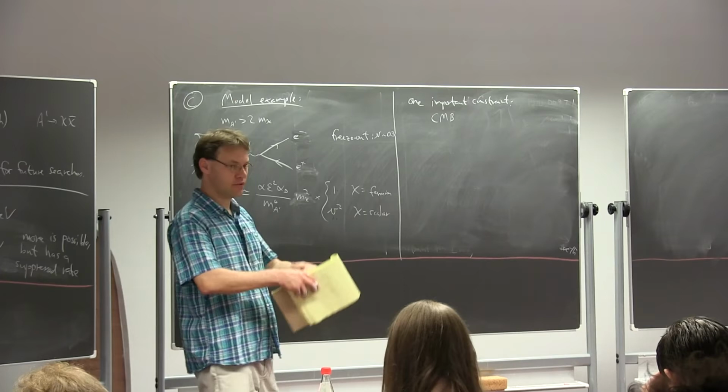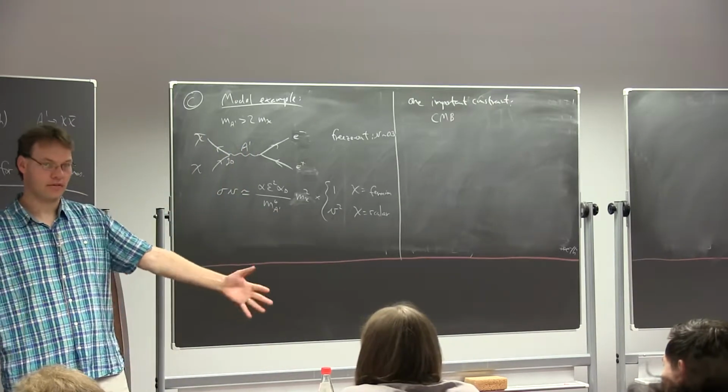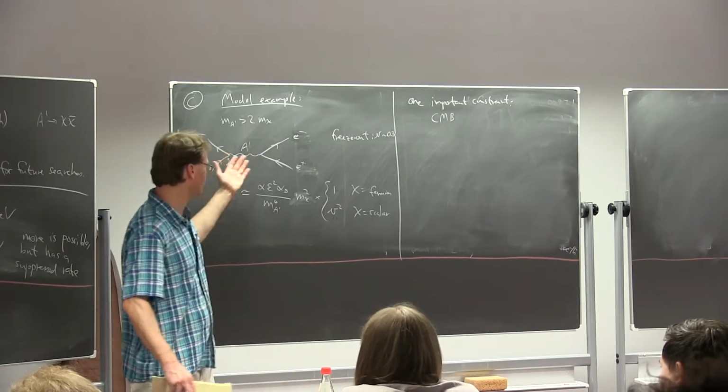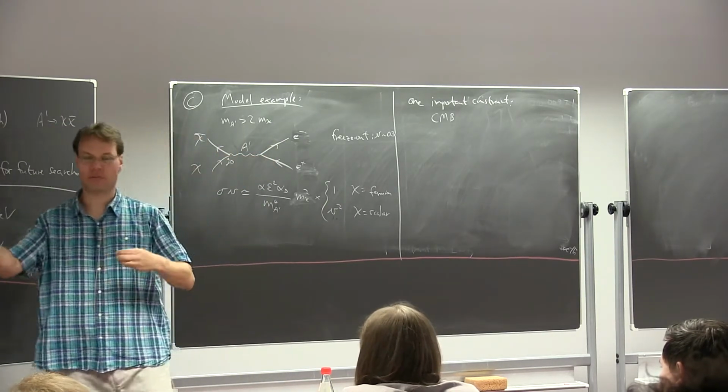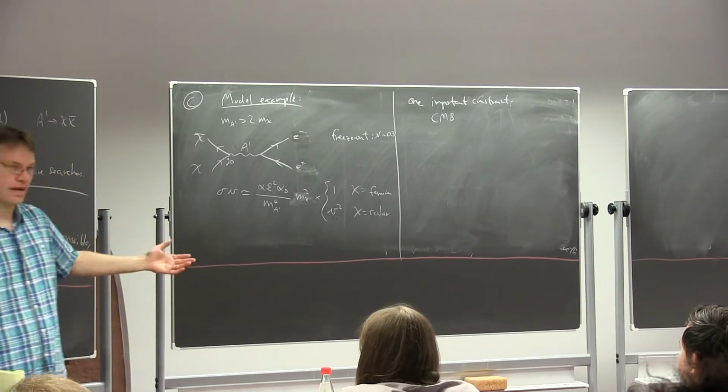But then the universe expands, the universe cools, the dark matter cools, the velocity slows down. And even though this process is frozen out, occasionally you will still find a few dark matter particles that annihilate and will annihilate to standard model particles.